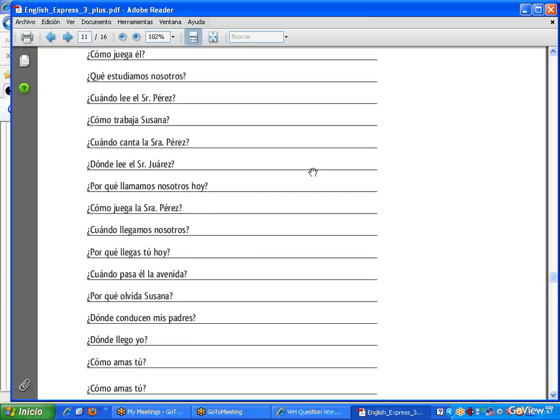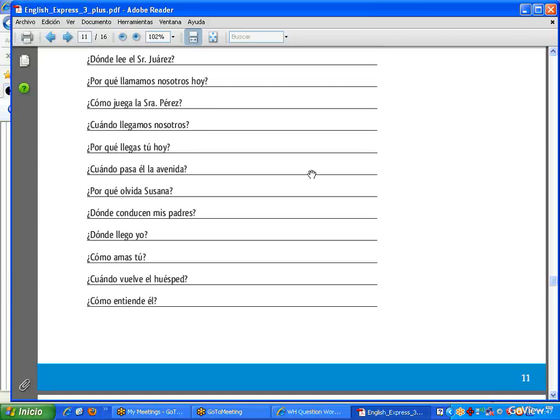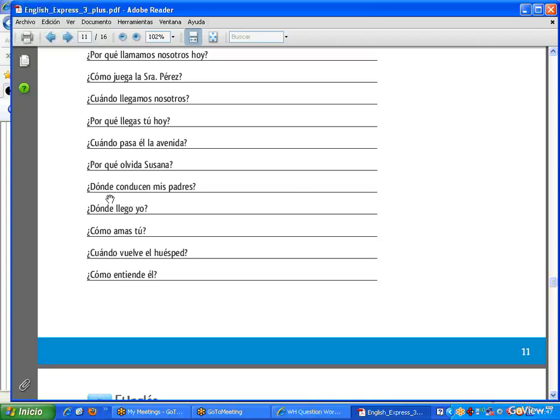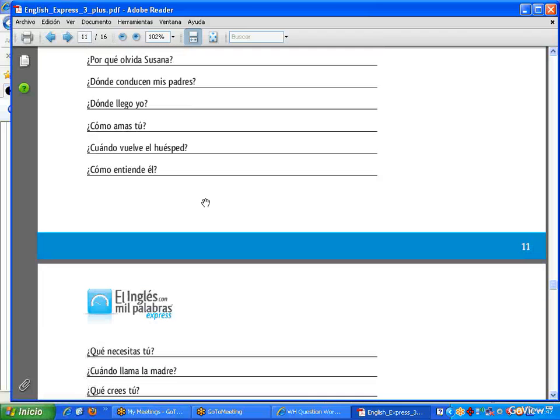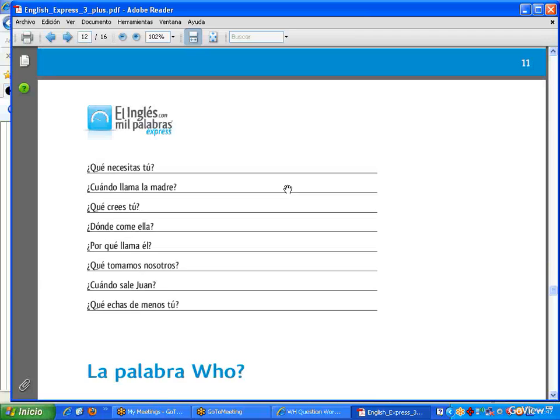And then we arrive. The word who. The word who. It means quién. Okay? To use it, we add s or es to the verb.